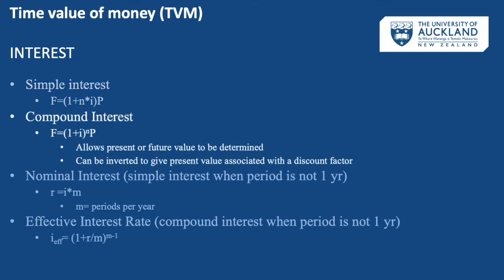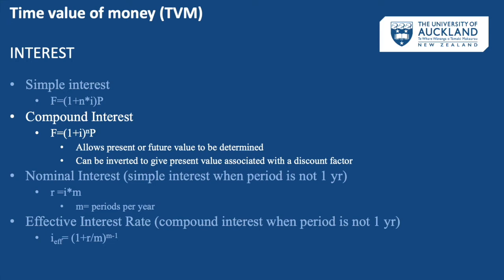Slightly more complex, but the way the real world typically works, is compound interest. With compound interest, we can work out the future or present value, and it can be inverted to give a present value associated with a discount factor, and we'll talk about discount factors in just a moment. What this also allows us to do is, using a financial term, capitalize the interest paid in a period to set the new future value of that investment.